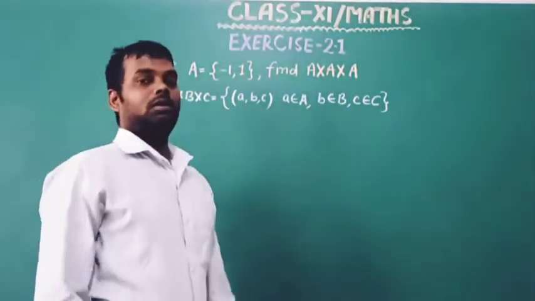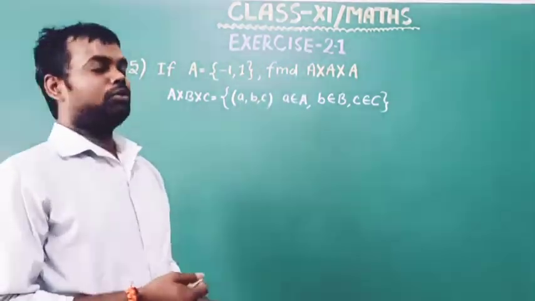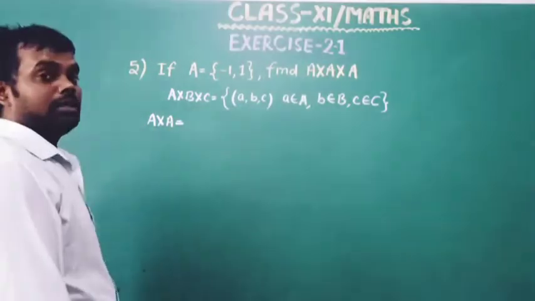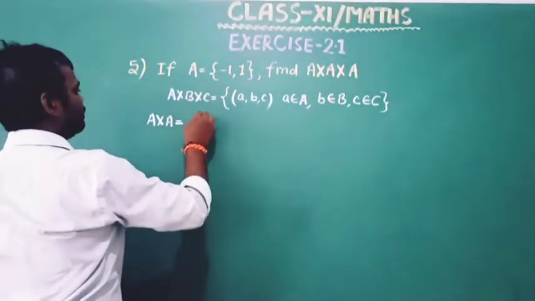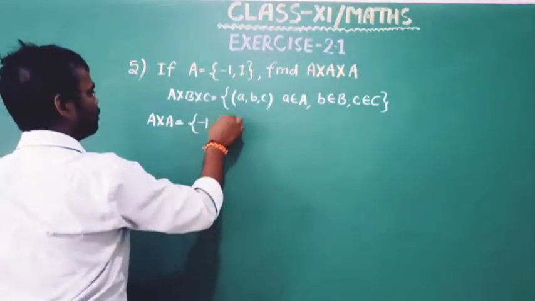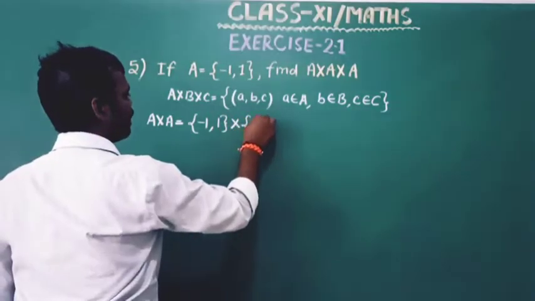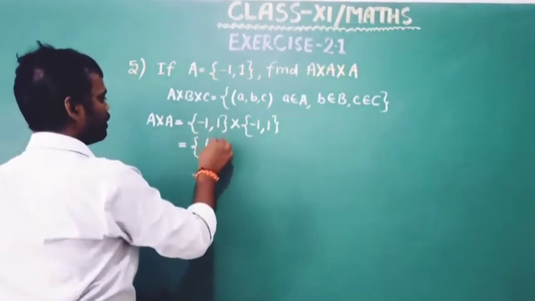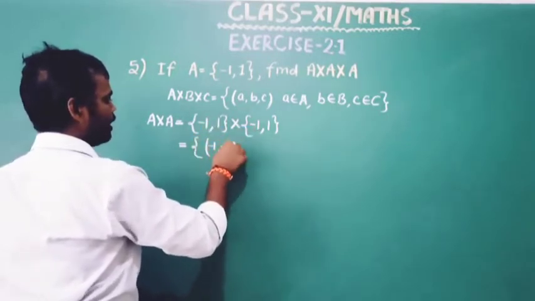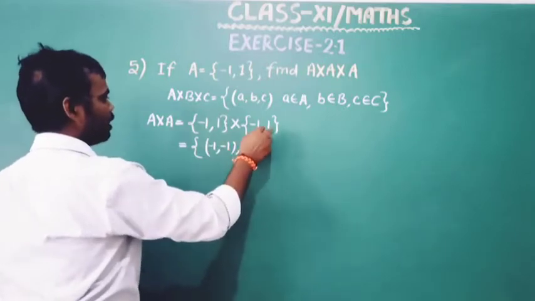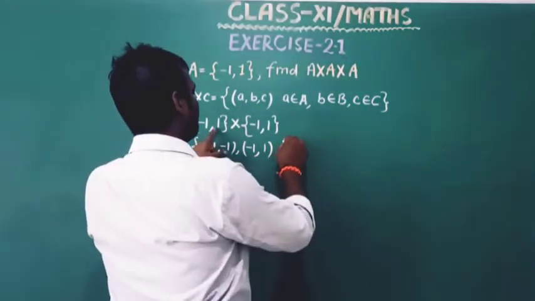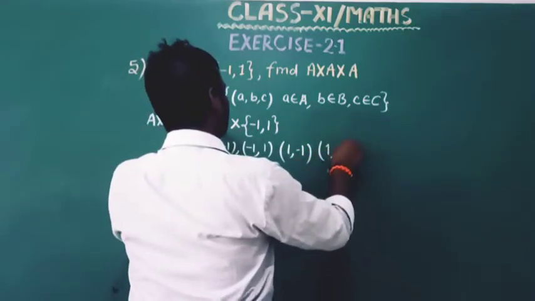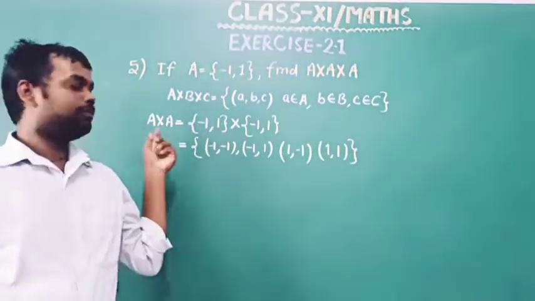First we have to find the Cartesian product of two sets, that is A cross A, which is {-1, 1} cross {-1, 1}. So the Cartesian product A cross A is equal to {(-1, -1), (-1, 1), (1, -1), (1, 1)}. Okay, so this is the Cartesian product of A cross A.